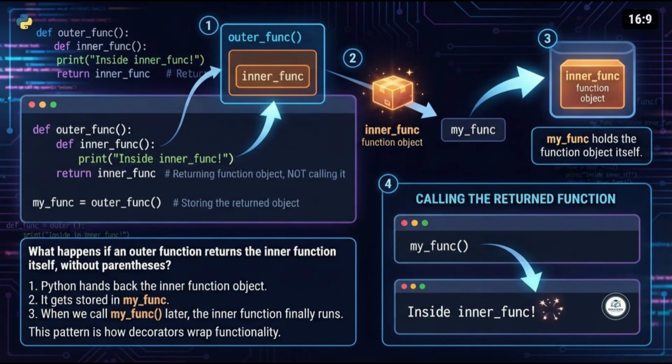What happens if an outer function returns the inner function itself without adding parentheses? Let's trace it out. When we call my_func = outer_func(), Python doesn't execute the inner code immediately. Instead, it hands back the inner function object and stores it in my_func. Then, when we call my_func later, the inner function finally runs. This pattern of returning functions is how decorators wrap functionality.